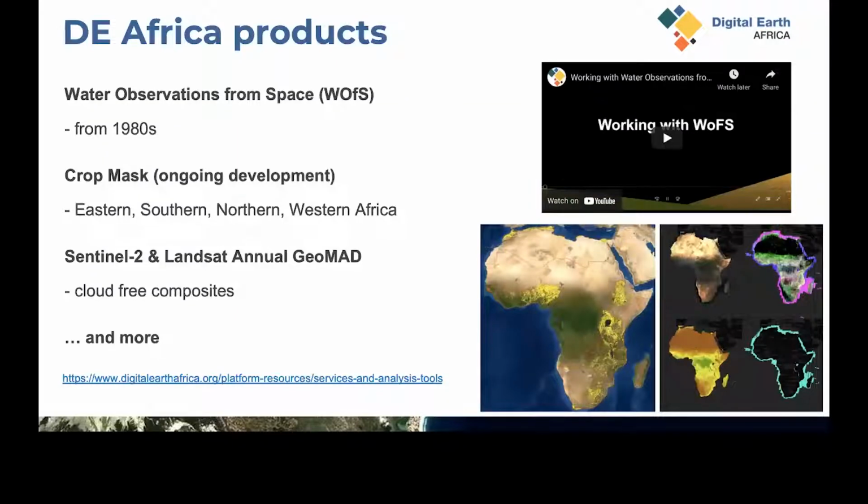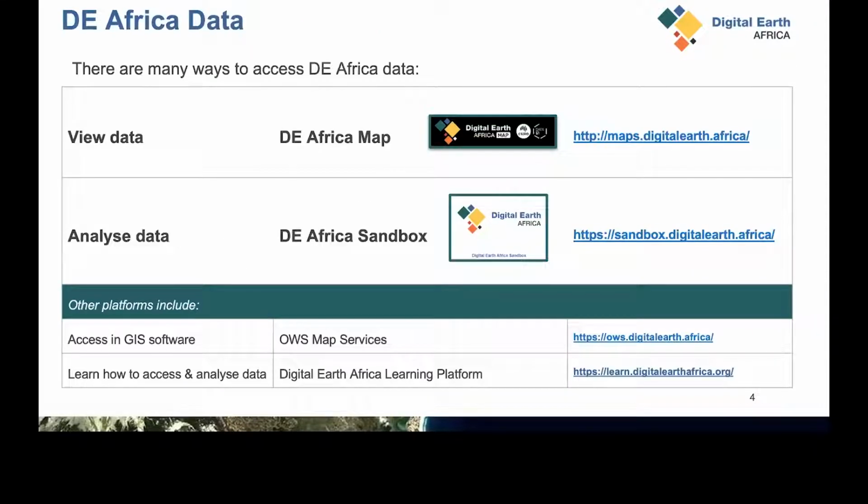The products that we've developed, one of them is the Water Observations from Space, which now has more than 30 years of data, from the 1980s to date. We have the crop mask, which has lately also been developed for the Sahel countries, and the Sentinel-2 and Landsat annual geomedian, which are cloud-free.